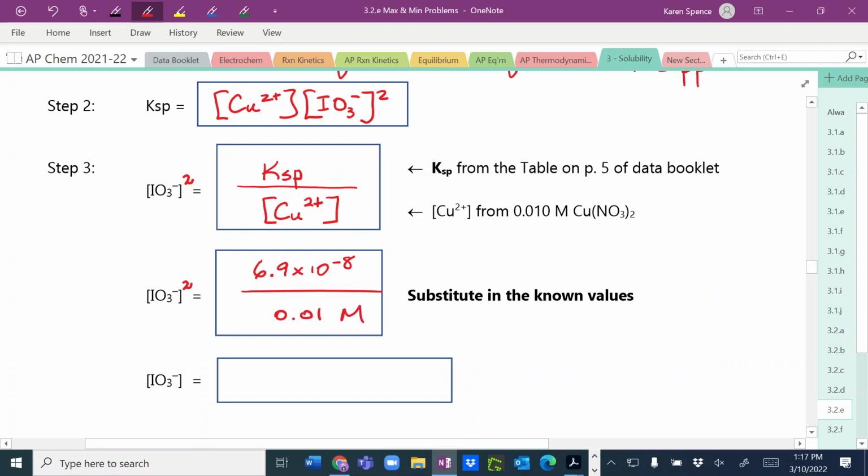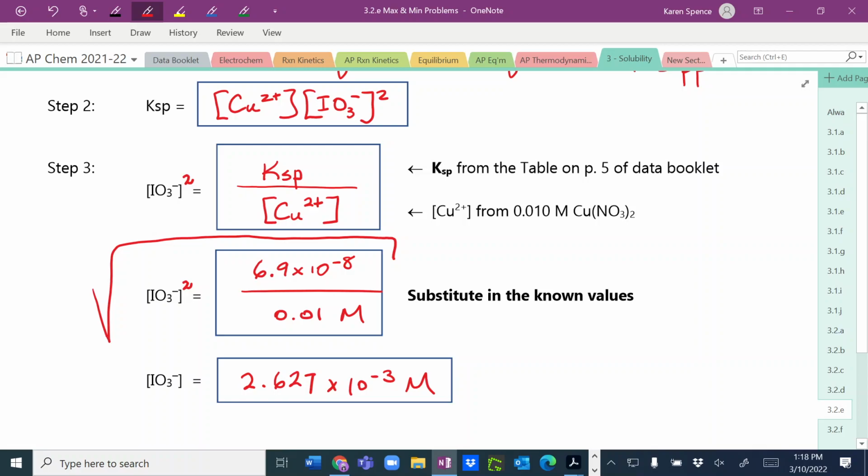And we just plug that into our calculator. So we have 6.9 times 10 to the minus 8 divided by 0.01 equals, and then we'll take the square root of that. And we get 2.627 times 10 to the minus 3 molar.